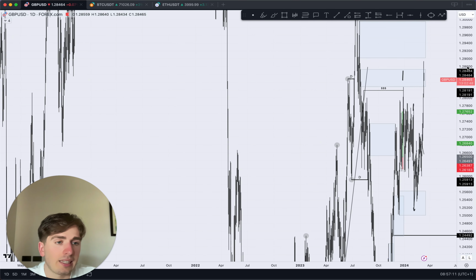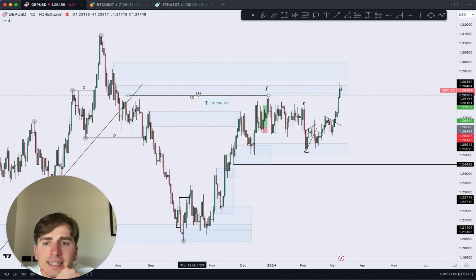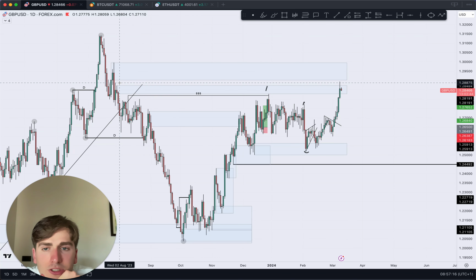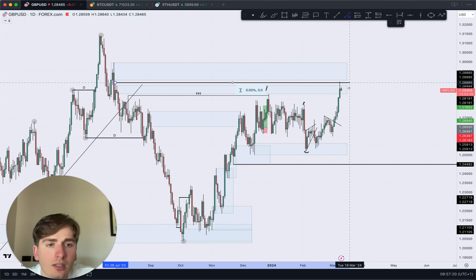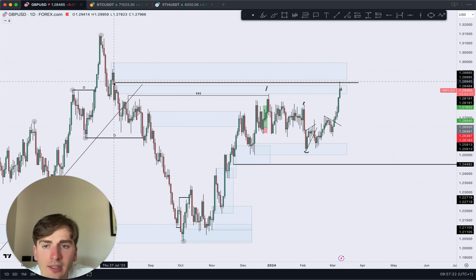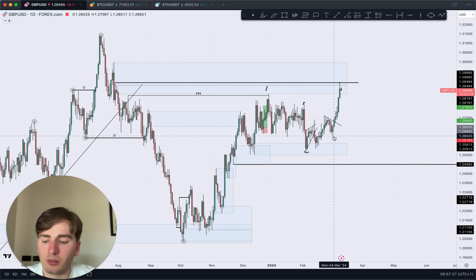Going in towards the daily time frame, what we can see is that we have now pretty much grabbed all the liquidity resting above these highs. Even above this high over here now that I'm seeing. So what I'm looking for is definitely some further downside after this massive overextended move.